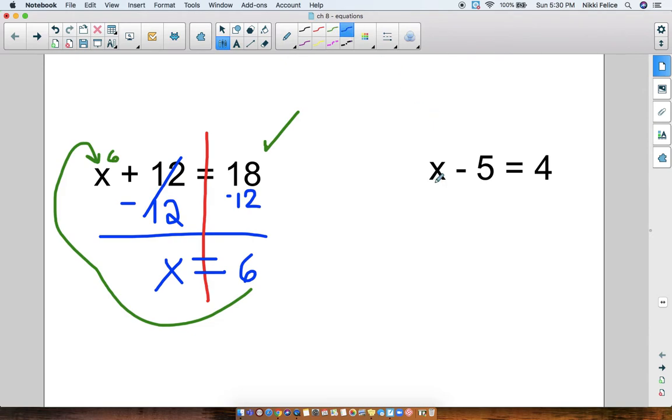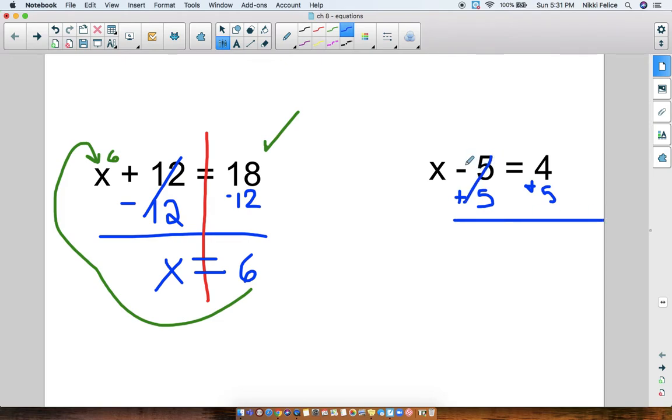Problem number 2 over here, I have x minus 5 equals 4. Remember, I have to solve this by doing the inverse operation. So if this is a minus 5, I have to do plus 5 on both sides of the equation.